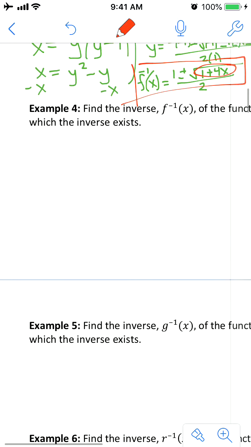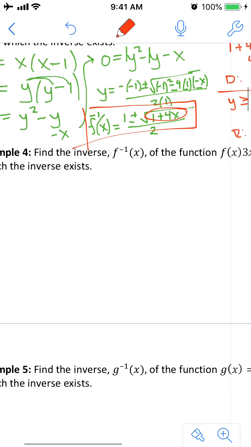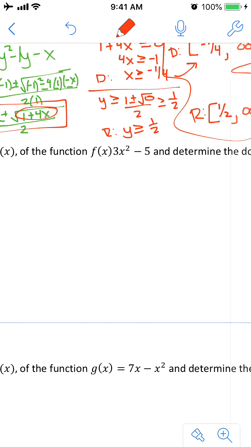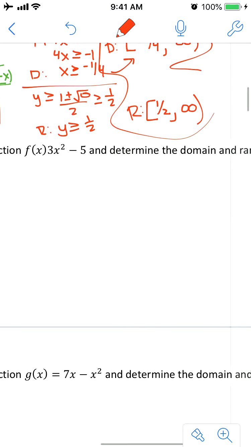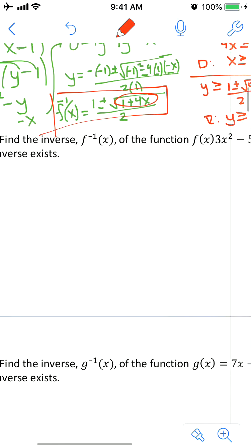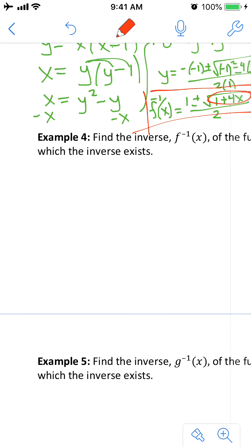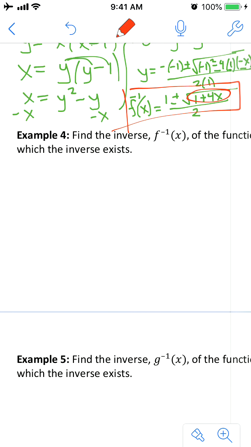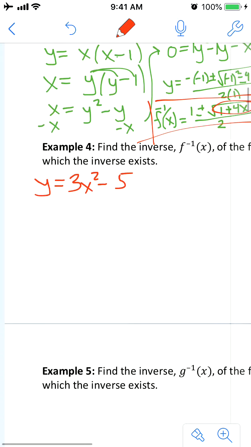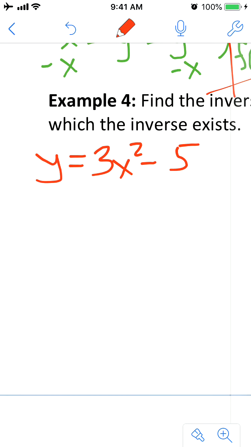Cool, let's do another one. Find the inverse, f inverse of x, of the function, oops, little typo there, pardon me, f of x equals 3x squared minus 5, not times it, and determine its domain and range values over which the inverse exists. Okay, so we have y equals 3x squared minus 5. Once again, I'm just rewriting it as y for clarity's sake, right? I don't like multiple parentheses. And then we switch. We have x equals 3y squared minus 5.